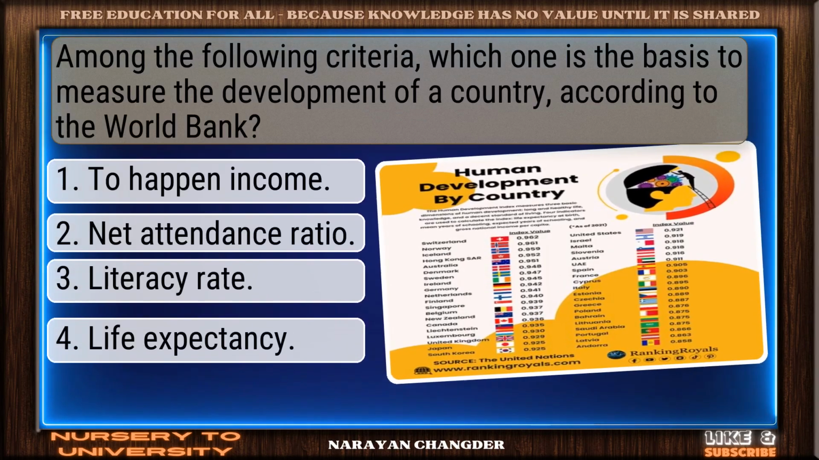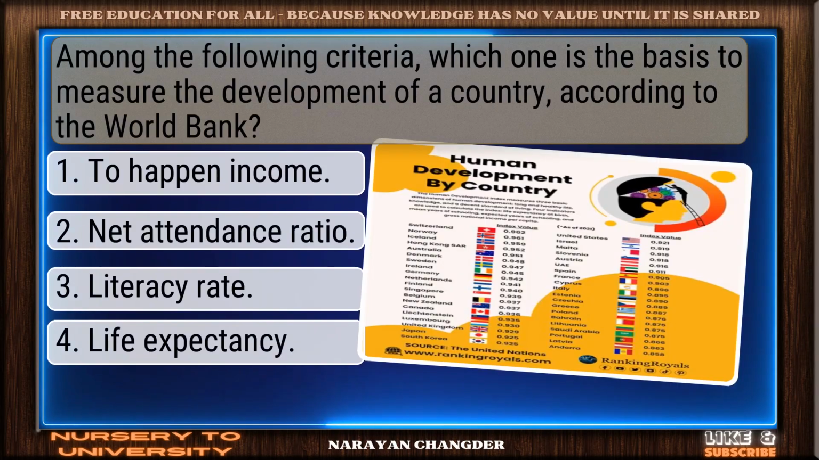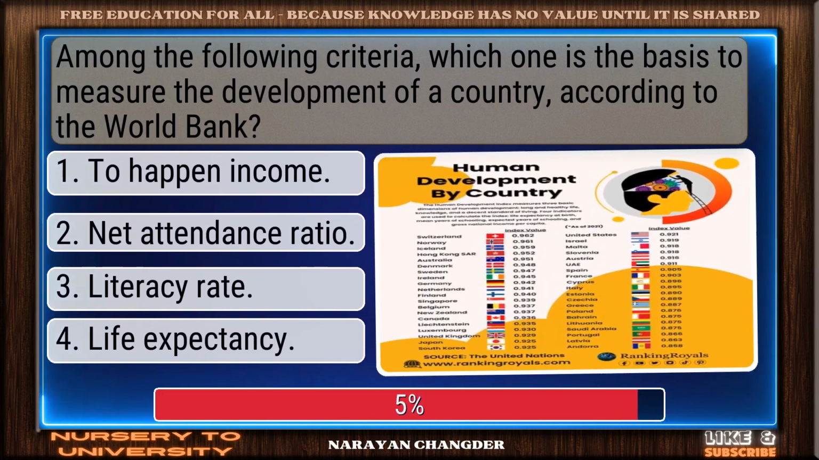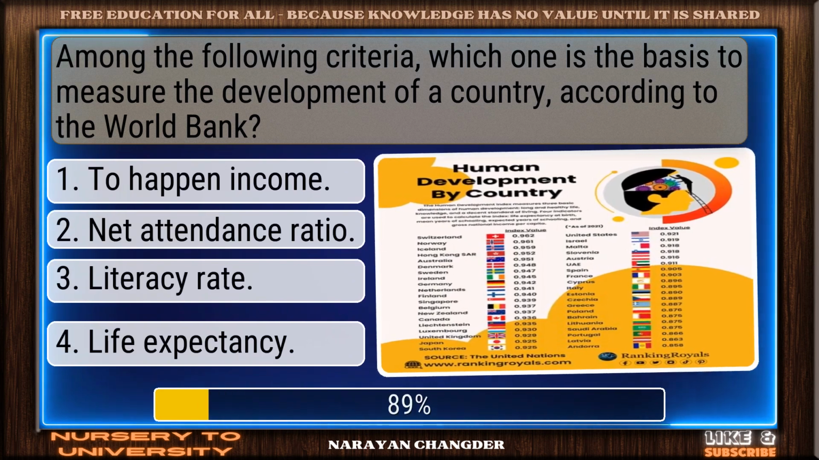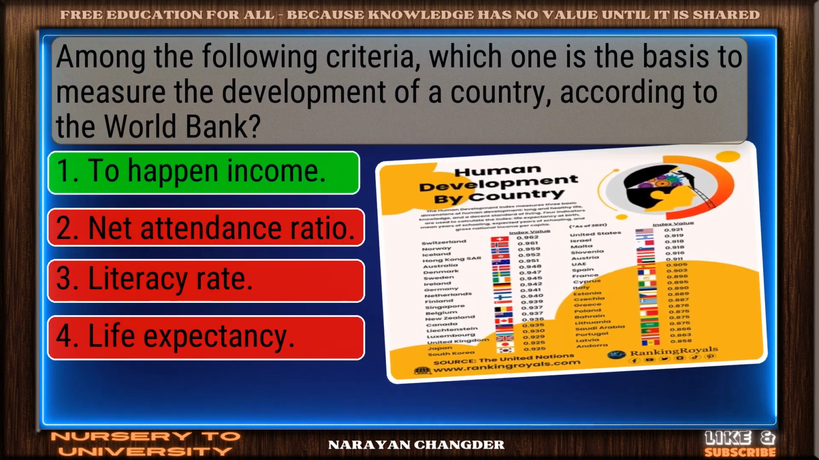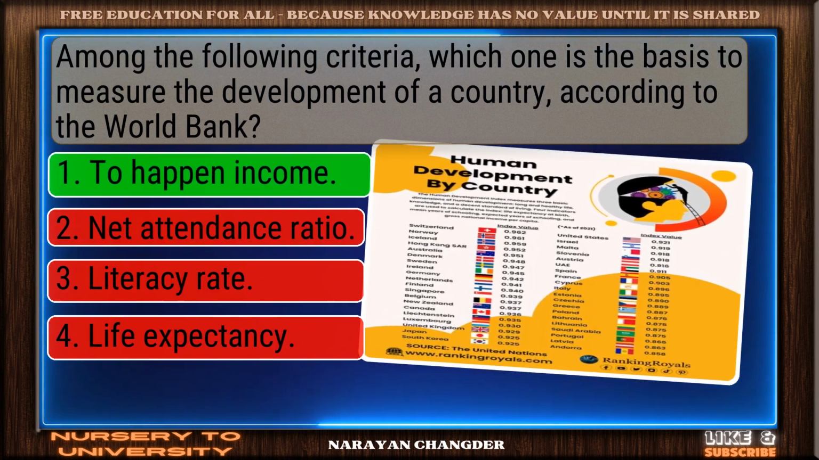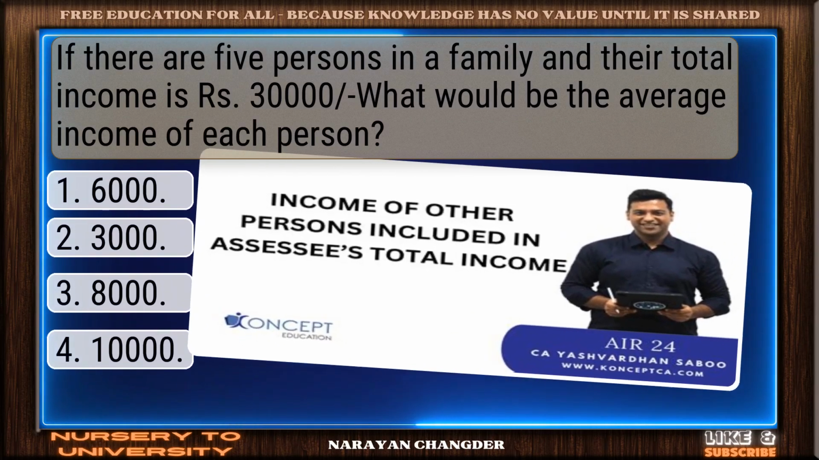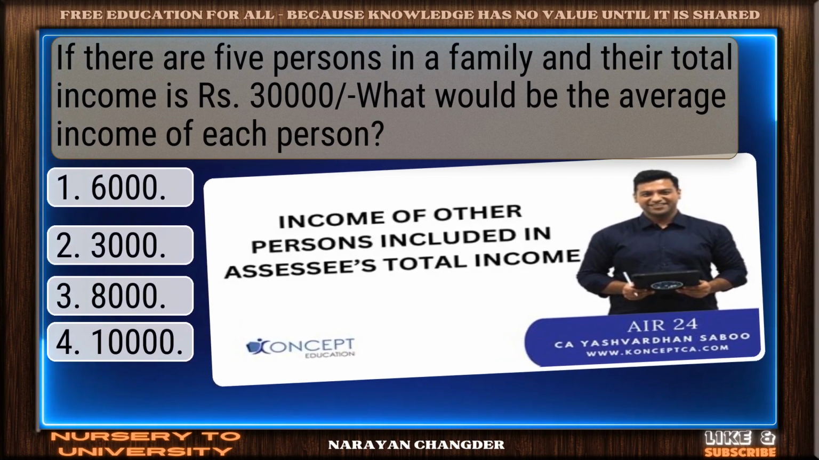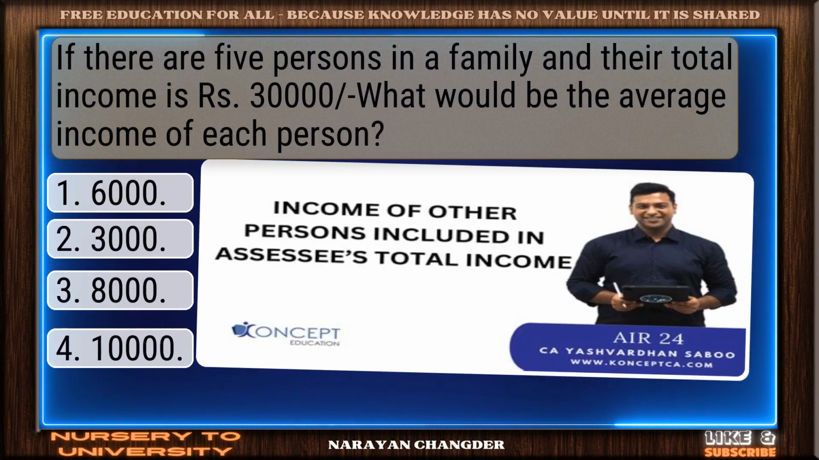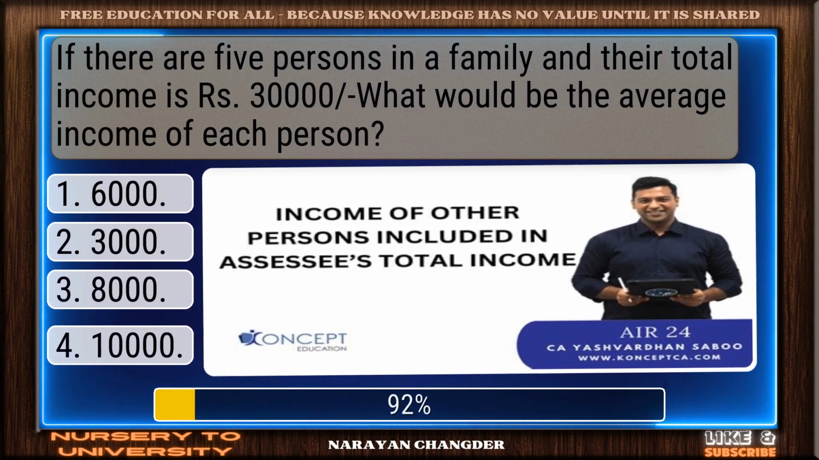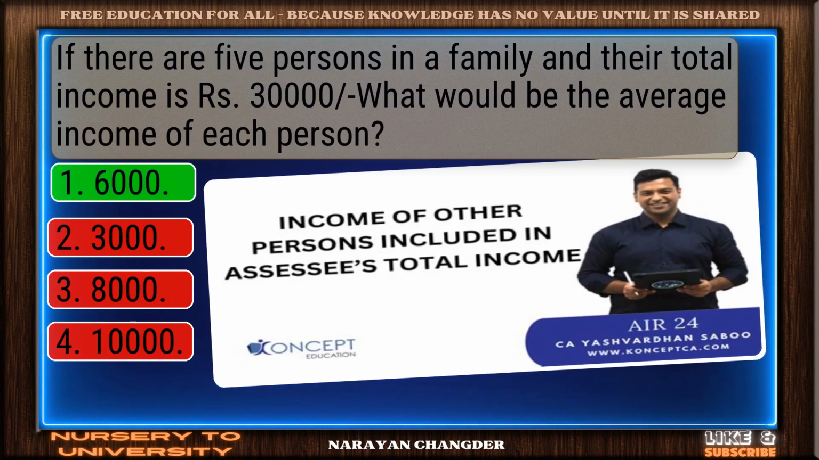Among the following criteria, which one is the basis to measure the development of a country, according to the World Bank? You chose per capita income. Correct. If there are 5 persons in a family and their total income is Rs. 30,000, what would be the average income of each person? On track, 6,000 is correct.